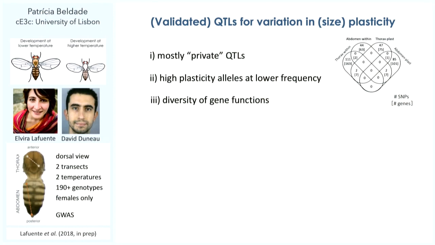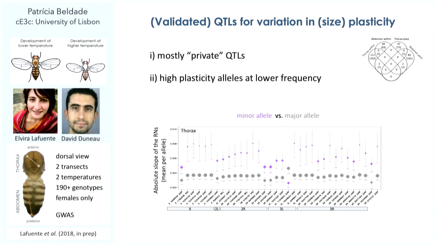Private QTLs. Another interesting finding is that most of the significant QTLs show that the allele that confers higher plasticity is at low frequencies in the DGRPs, which is maybe unexpected if you think that plasticity is adaptive and it's useful to keep it at some sort of high frequency. Again, not what we find, okay? So what we show here, maybe I should introduce the plot, is significant QTLs for the plasticity in thorax size, where in gray we show the major allele, in purple the minor allele, and the size of the circle also represents how many lines had this particular allele. So what I want you to see here is that the gray dots are below the purple dots. So the alleles that confer higher plasticity, where plasticity is measured here as the slope of the reaction norm, are above, so they're at low frequencies.